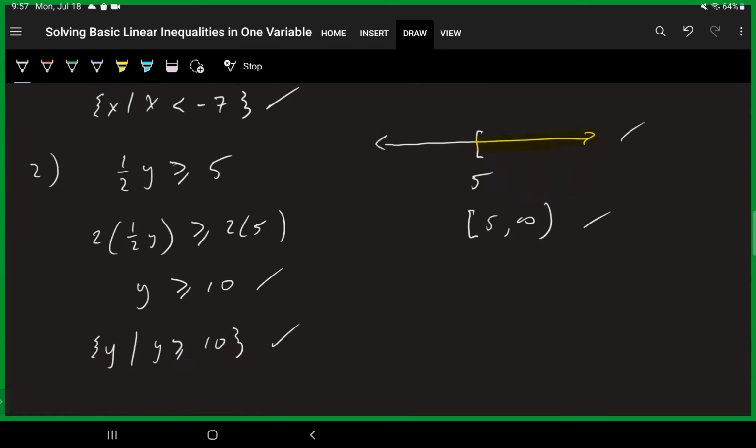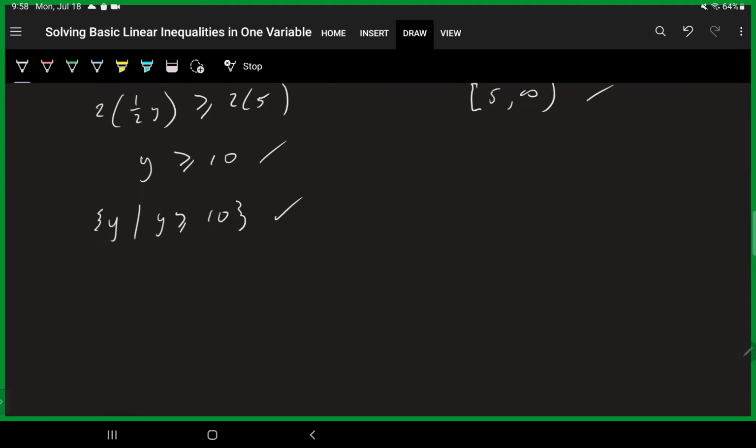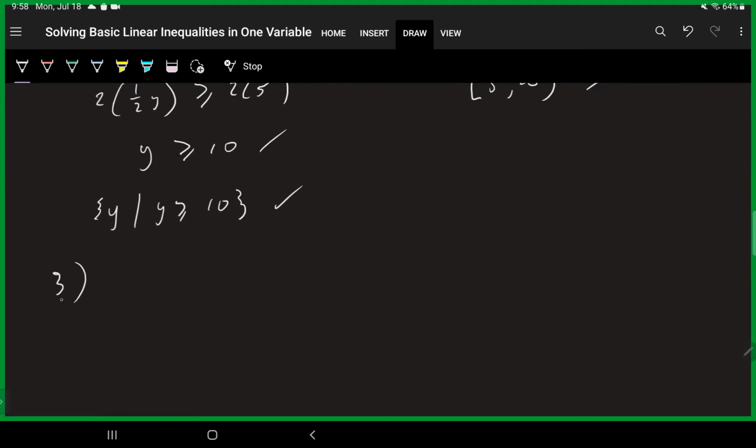And I stacked everything up nice and neat. I didn't change the directions of any of these because I didn't need to. We only change directions when we multiply or divide by a negative. So let's take a look at something like that.